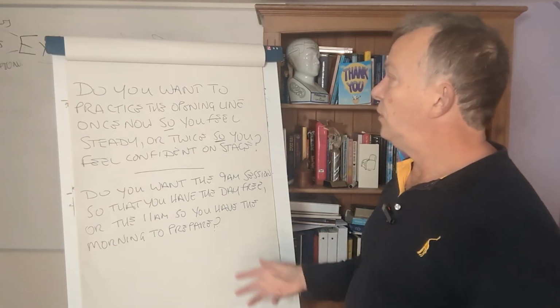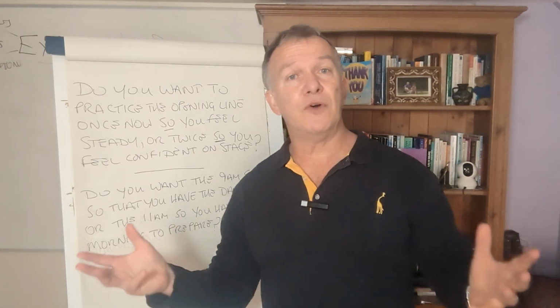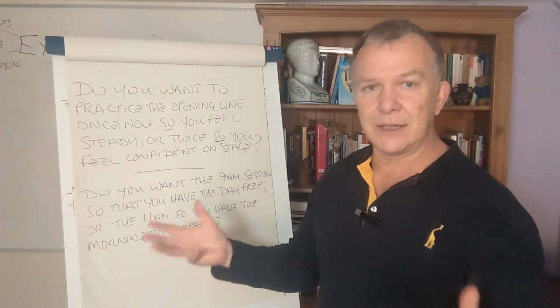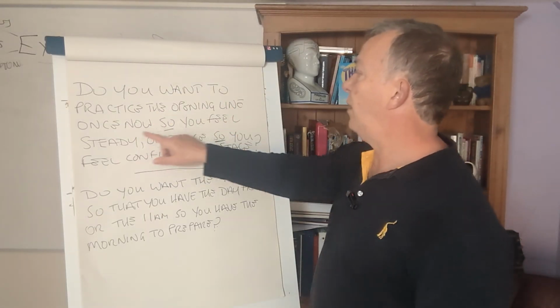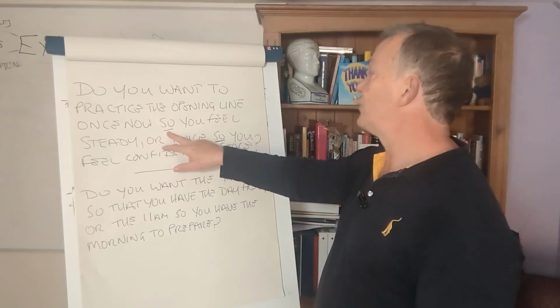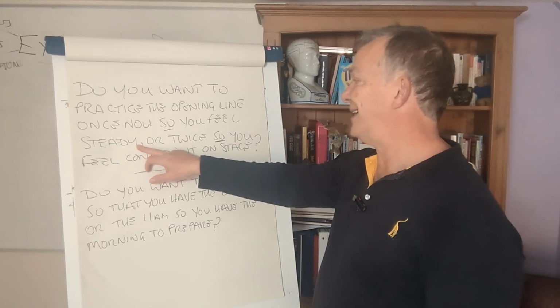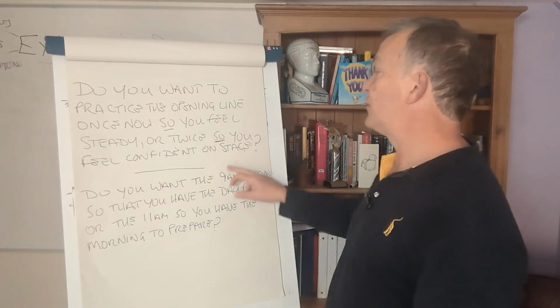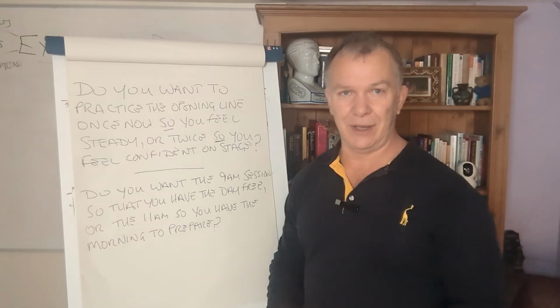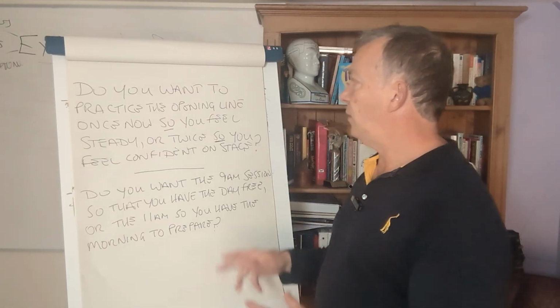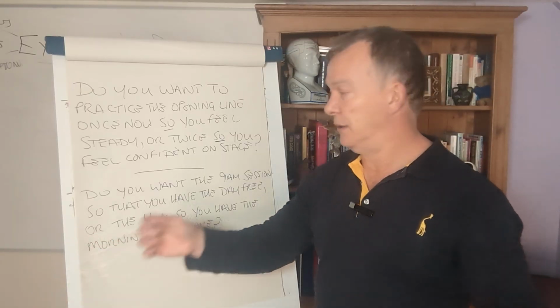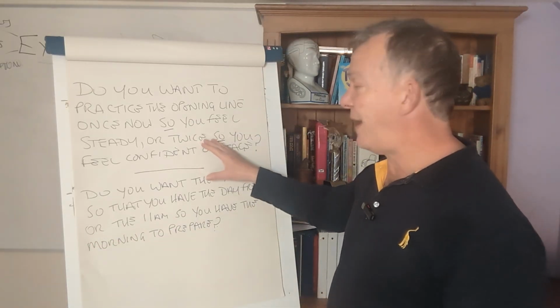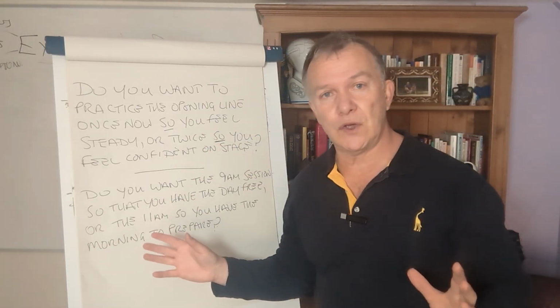representation. So let's say you're working with someone with performance anxiety, like an actor or a singer. Do you want to practice the opening line once now so you'll feel steady, or twice so you'll feel confident on stage? So we've given them the illusion of choice, but we've linked it to a causal structure. There's a cause and two causes and effects going on there. This makes it so much more powerful.